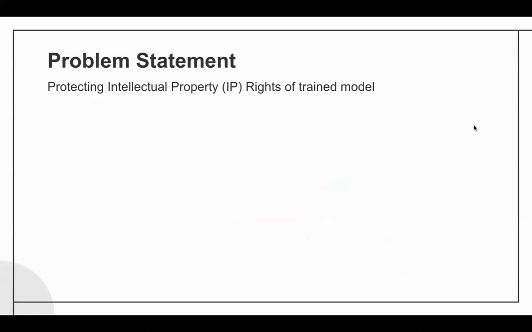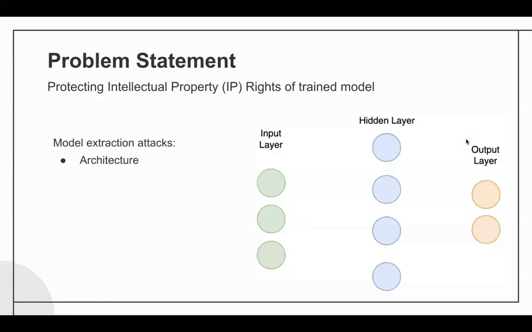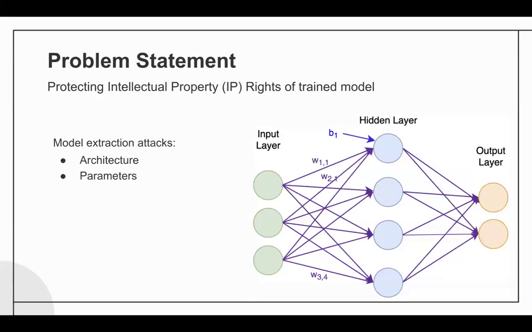However, the sharing of machine learning models introduces a new concern regarding the protection of intellectual property rights of the model. Previous studies have shown that neural networks are vulnerable to model extraction attacks, where an adversary attempts to steal the model. They do so by first extracting information on the architecture of the model, which includes the depth of the neural network and the types of layers used. They also try to extract the specific weights and biases of the neural network.